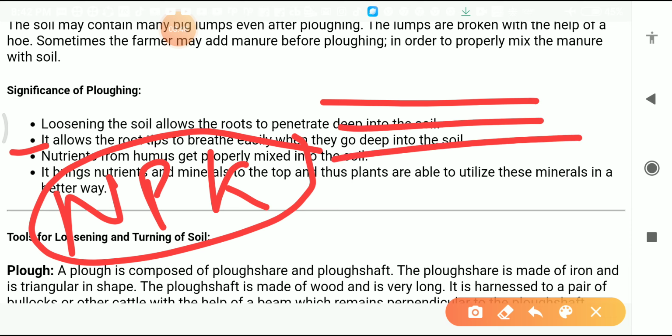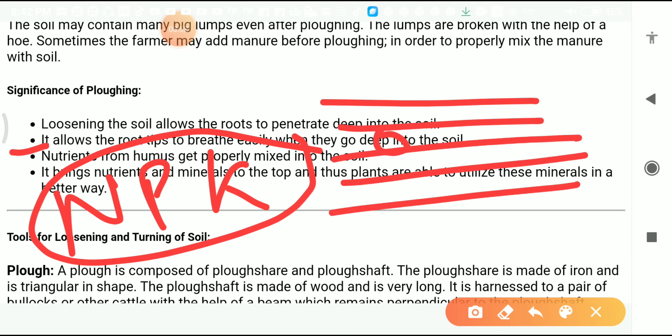Suppose this is your soil, and the seed is here, and when we add manure or fertilizers, it goes inside the soil very easily. Now you will see the benefit of loosening the soil. First point is that roots penetrate deep inside easily. Seeds can breathe very easily, and they receive the nutrients from the soil very easily, which is very important for the growth of the crop.